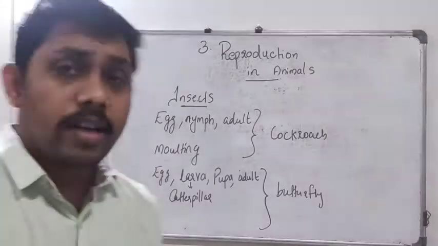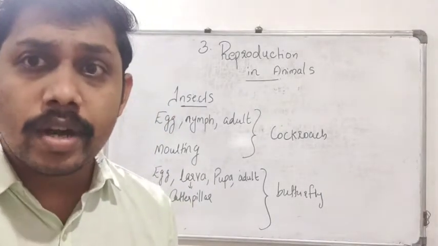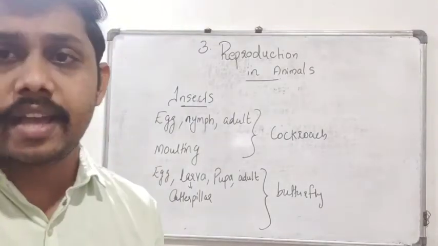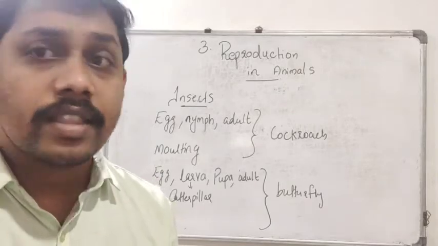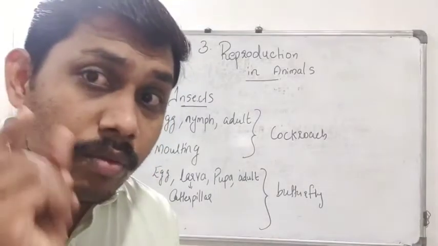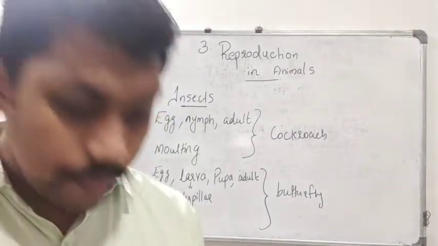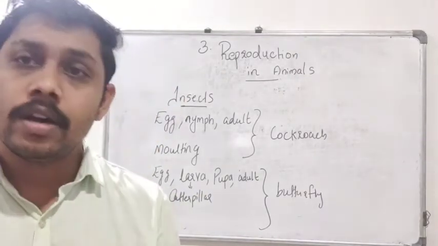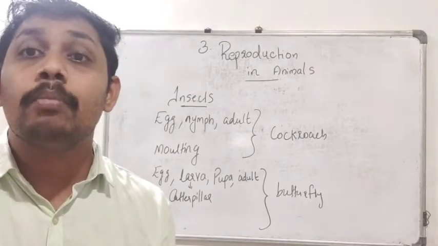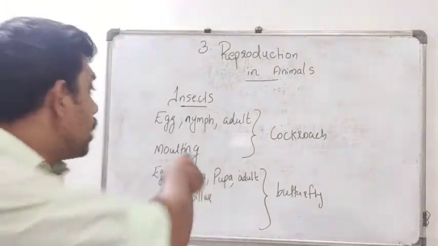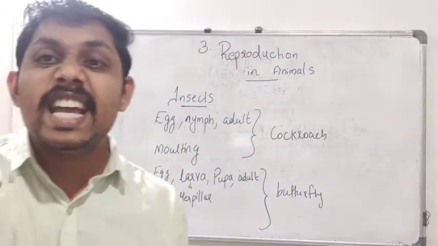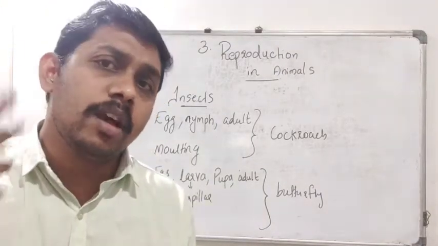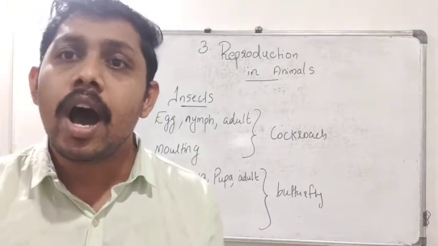The young one which comes out from the egg is called a nymph. The young ones of the cockroach are called nymphs. And then the nymph grows. That process is called molting, which means they shed their skin. They shed their skin and then become the adult cockroach.